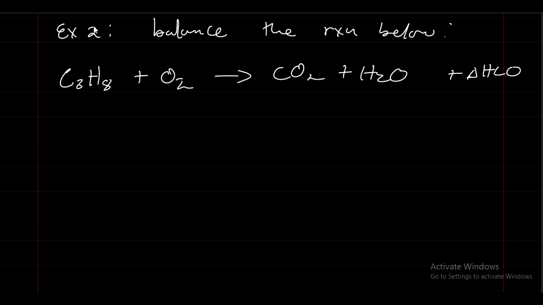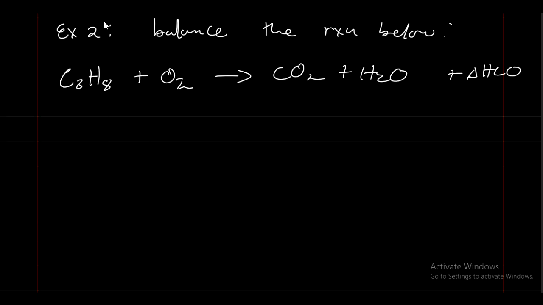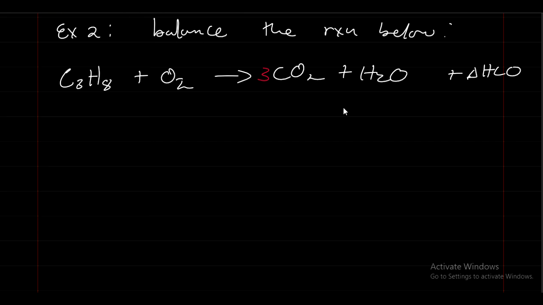I will choose a red color for the carbons. Let's first balance the carbons. Here I have 3 carbons, and in here I have 1 carbon, so I must have 3 carbons. Let's balance our hydrogens with green. How many hydrogens do I have? I have 8 on the left. Here I have 2 hydrogens, so I can put 4. 4 times 2 is 8. So I have 8 on the right, 8 on the left.